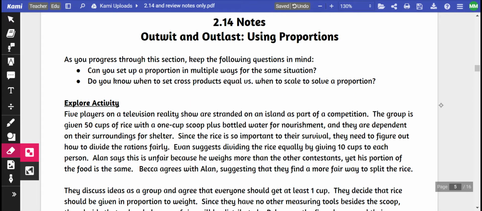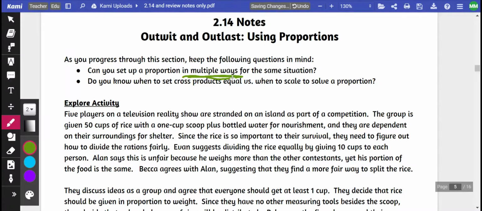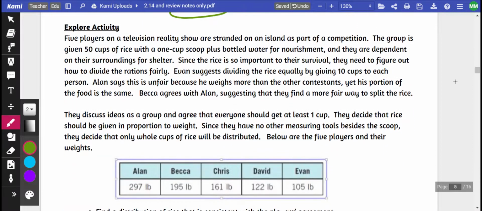In today's lesson, we are going to be looking at proportions. With these proportions, you're going to be looking at how we can use proportions in separate setups and multiple ways of setting them up to represent the same situation. And we'll also be solving with cross products. So what we're going to start with is this explore activity.